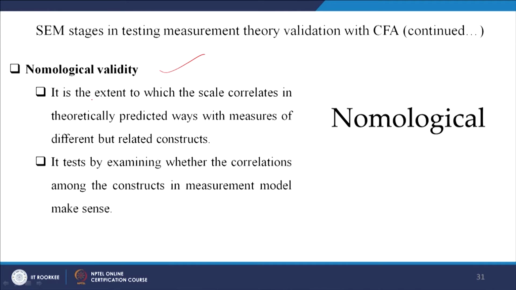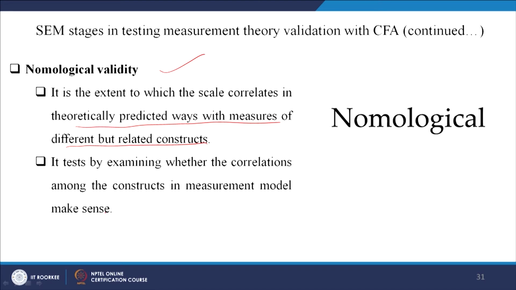Okay. The last is the nomological validity. Now, although it is highly theoretical, it is very important. It says that it is the extent to which the scale correlates in theoretically predicted ways with measures of different but related constructs. Now, what does it mean? Okay, let us read this. It tests by examining whether the correlations among the constructs in the measurement model make any sense or not.